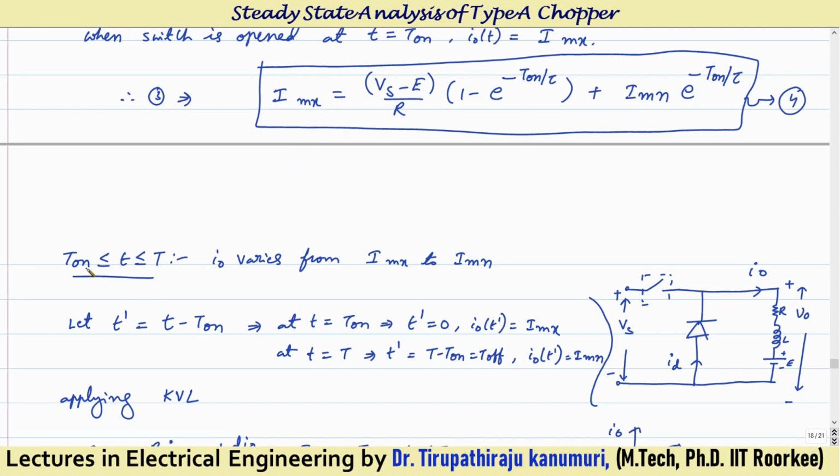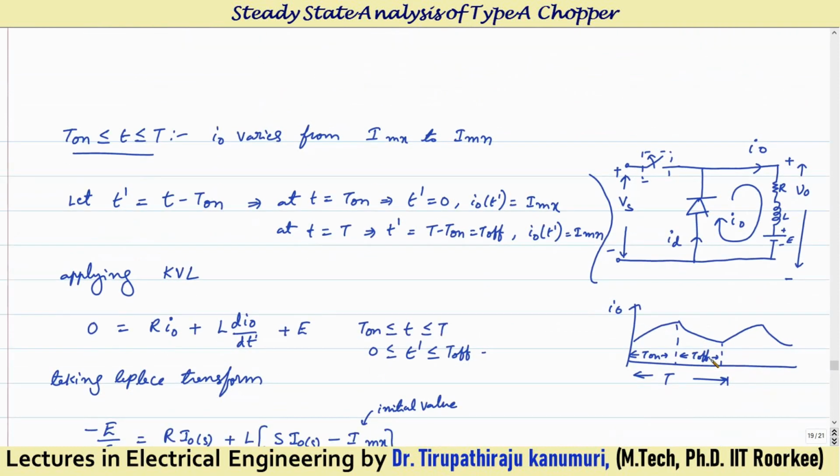So now from t on to t, what will happen to the output current? This switch is open circuited, so the current will freewheel through the diode. The current is freewheeling through the diode. So the output current is nothing but equal to the current passing through the diode. How much is it varying? It is varying between the maximum value, because it is the maximum value here, to the minimum value.